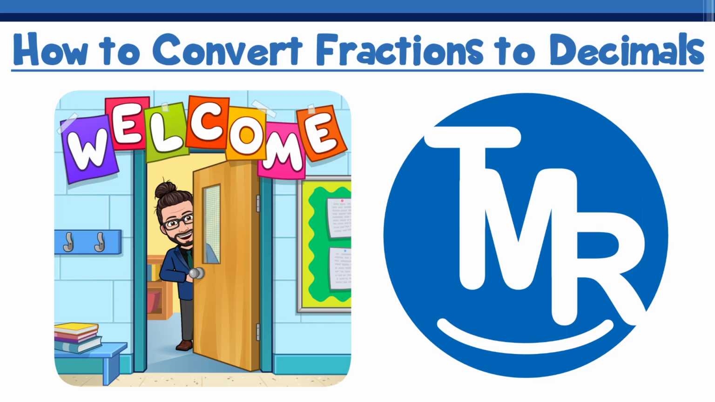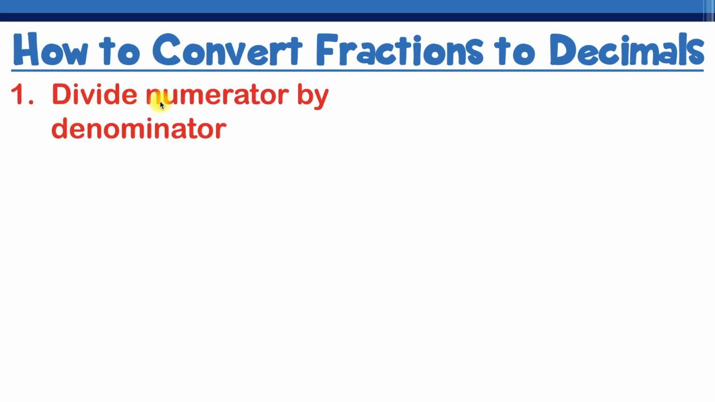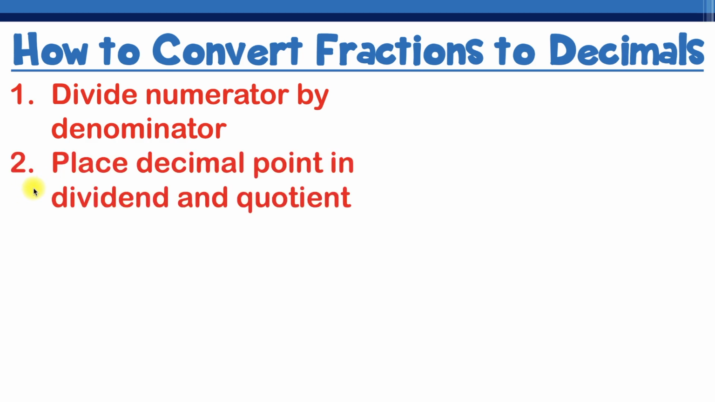Welcome to the Math Review. In this lesson, we're going over how to convert fractions to decimals. There are 3 steps in order to convert fractions to decimals, and step 1 is to divide the numerator by the denominator. In case you don't remember, the numerator is the top of the fraction and the denominator is the bottom of the fraction.